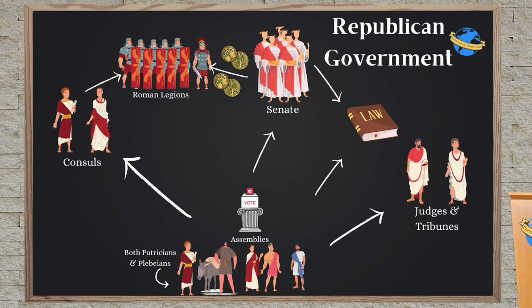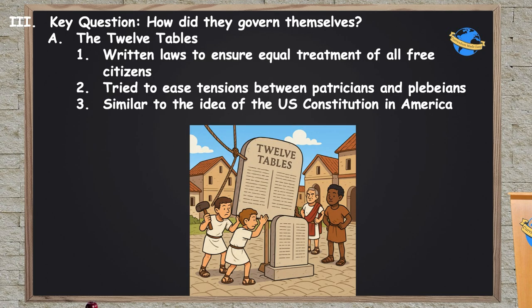The structure of the Roman Republic's government changes a lot over its 500-year history, but here's a generalization: essentially all power flows from the assemblies, which is where the patricians and plebeians meet to vote, and then they choose the leaders who then decide things for them. One of the core features of the Roman Republic was the 12 Tables, which you can think of a lot like the US Constitution today or Hammurabi's Code. These were written laws that ensured the equal treatment of all free citizens.